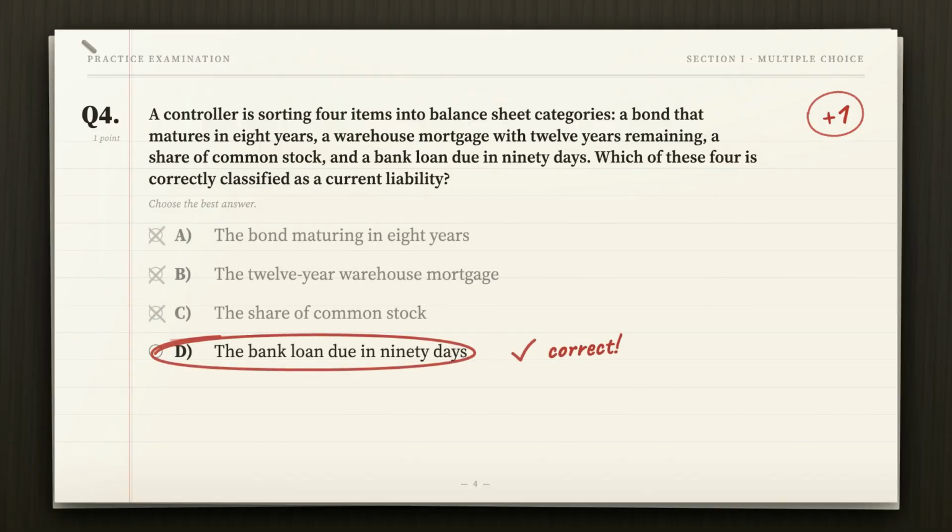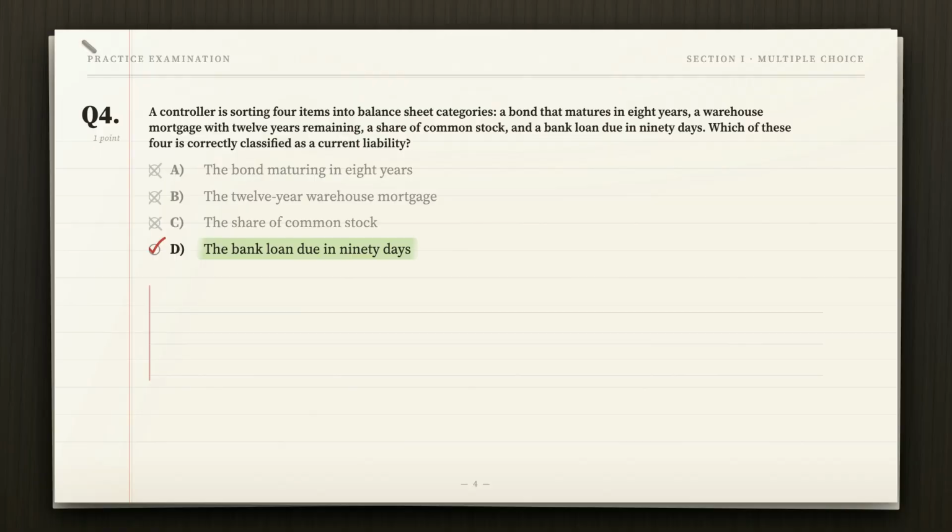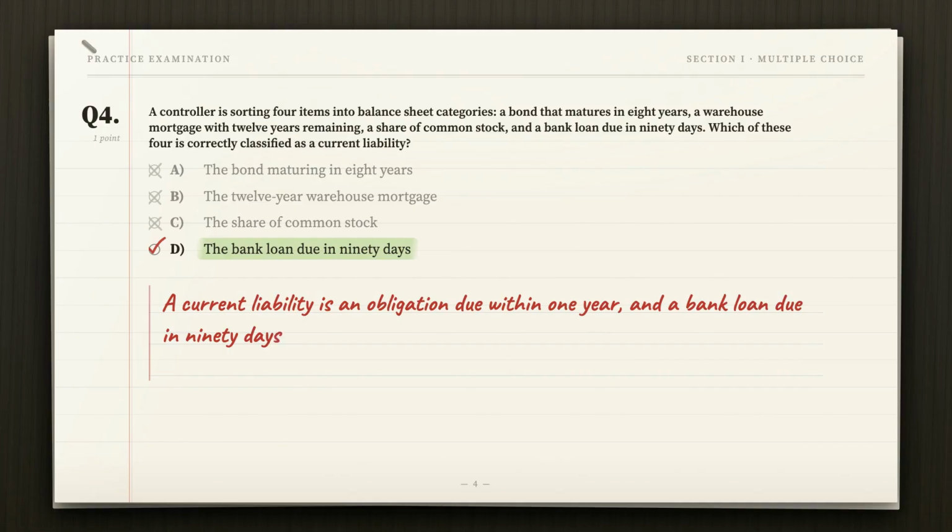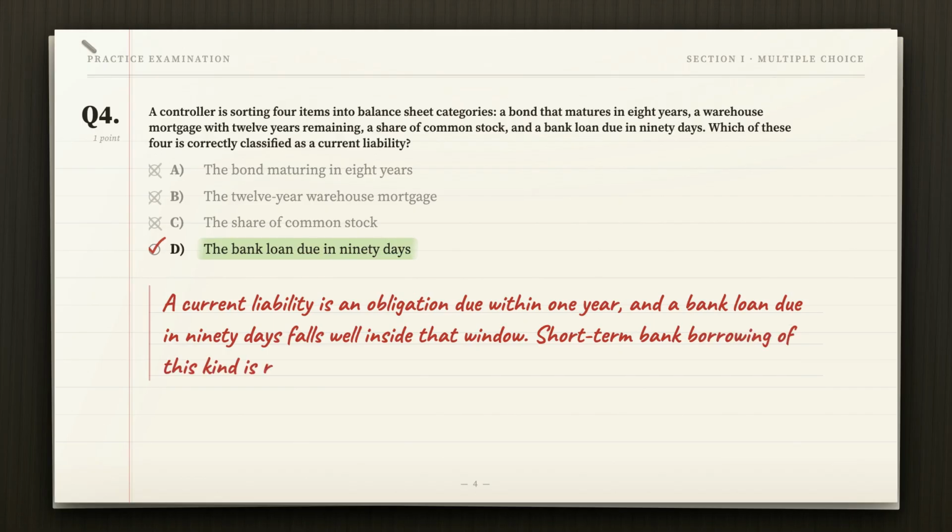The correct answer is D. The bank loan due in 90 days. D is correct because a current liability is an obligation due within 1 year, and a bank loan due in 90 days falls well inside that window. Short-term bank borrowing of this kind is recorded as notes payable among the current liabilities.